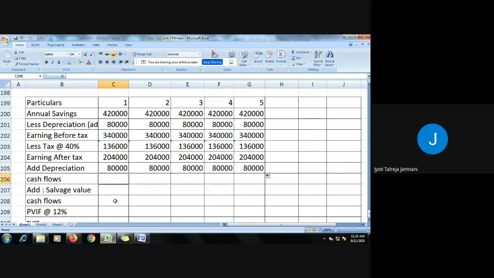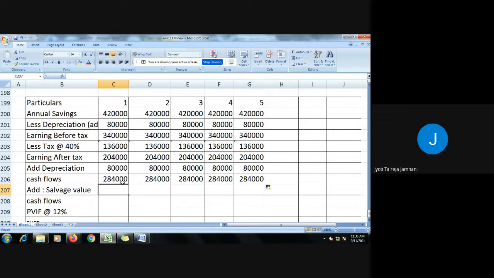So our cash flows will be equal to earning after tax plus depreciation. We are adding it back, which comes to 2,84,000 every year. So if you are seeing, it is the same amount every year that we are getting. So one shortcut way is you can also do it for a single year, first year, and use the annuity formula and find the present value easily. Or you can do it this way for all the years.